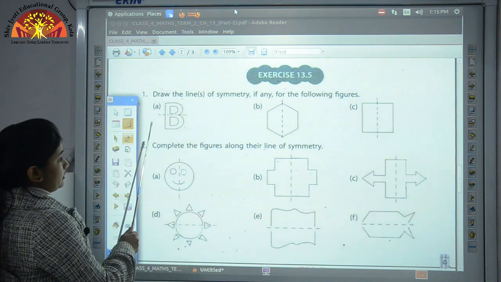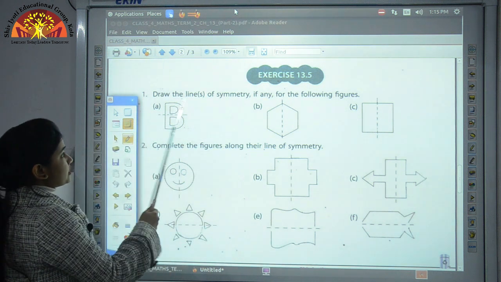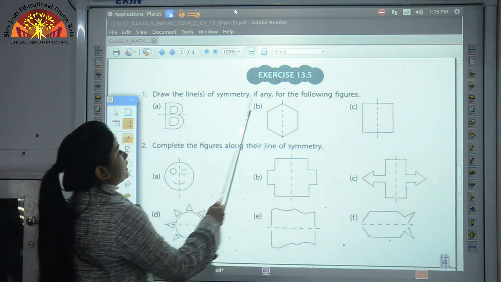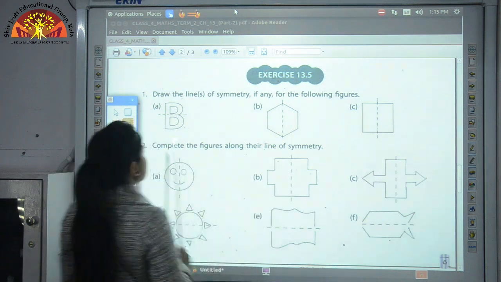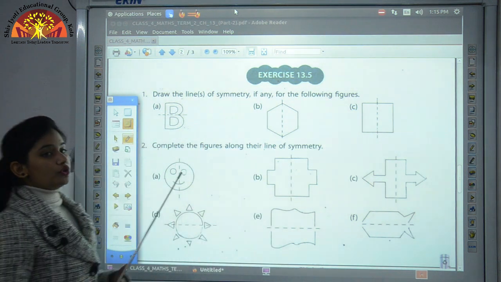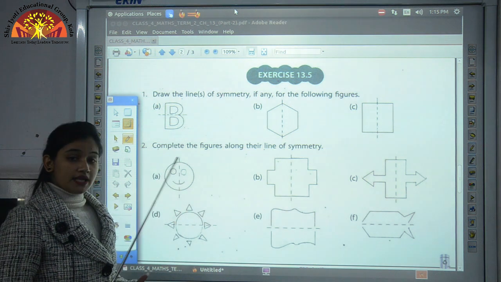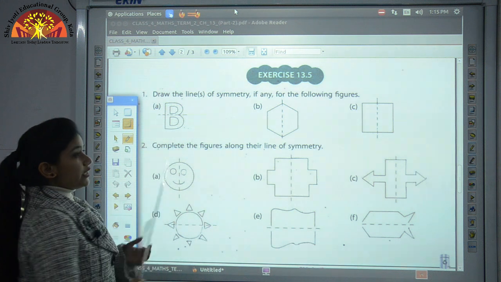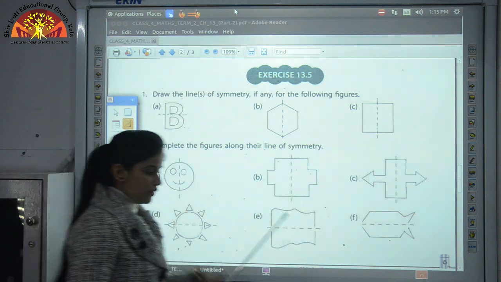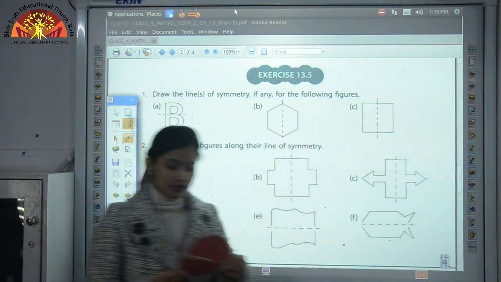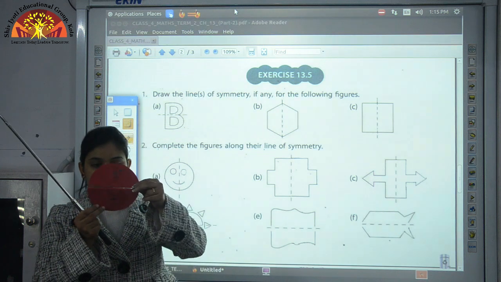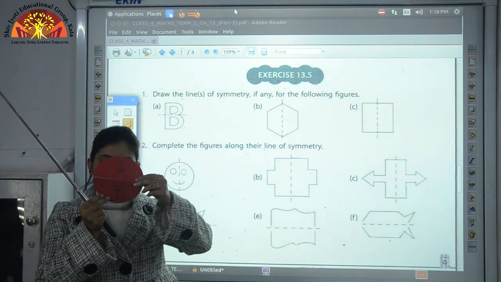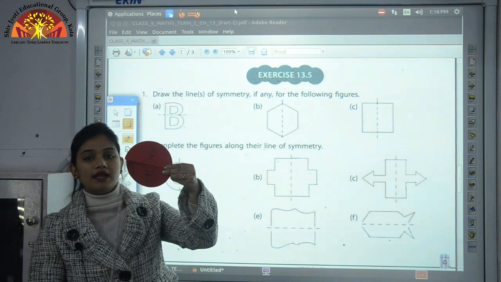Okay. Now you can see this A part. In question number 1, draw the line of symmetry if any for the following figures. In this A part we have to draw a line of symmetry. Now what is a line of symmetry? A line through which you are dividing a shape into two equal parts. In this figure, this line is dividing this shape into two equal parts. It means this will be a line of symmetry.